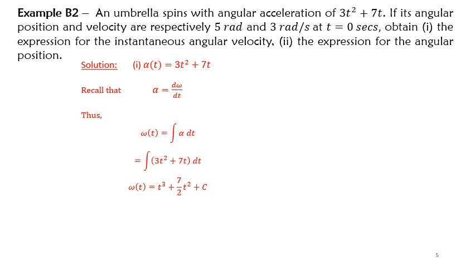We can determine it. We know that at t equal to 0, omega is 3 radian per second. So substitute 3 radian per second for omega and 0 for t. That is, we have 3 equals 0 to the power 3 plus 7 over 2 times 0 squared plus c. From there, you can obtain the value of c, which will now be included in the final expression: t cubed plus 7 over 2 t squared plus 3.